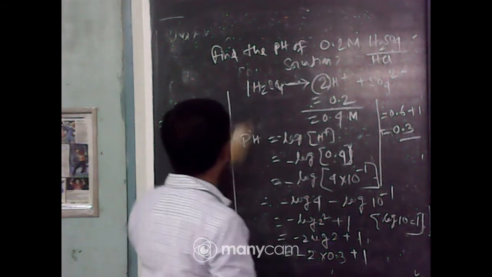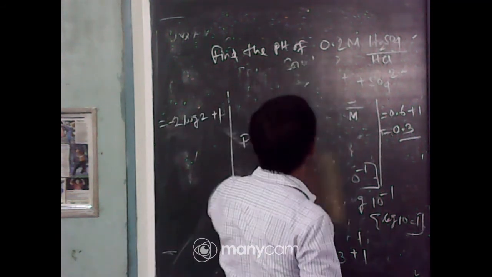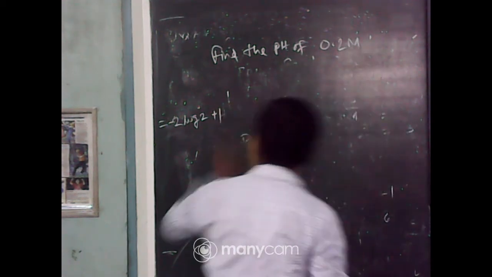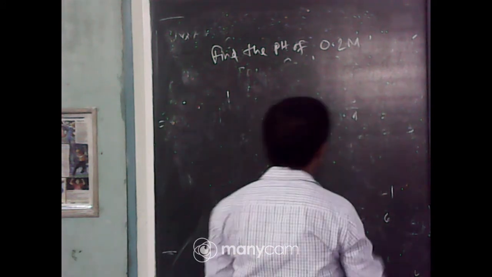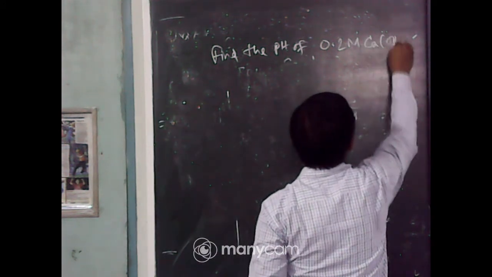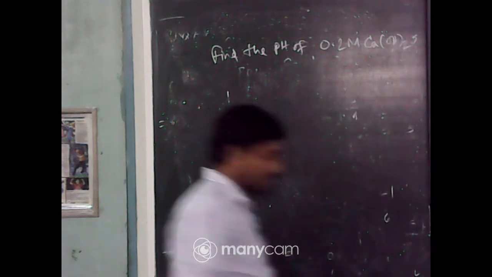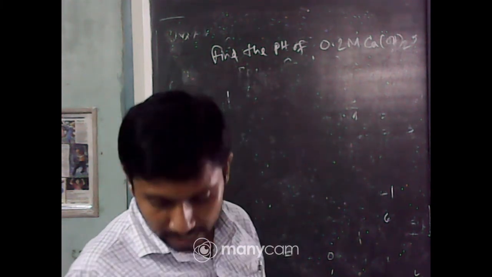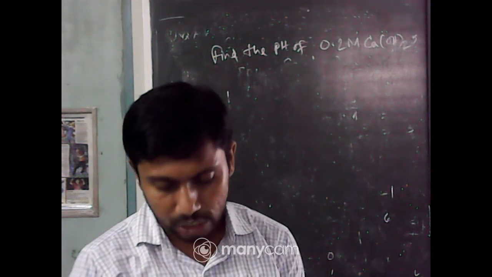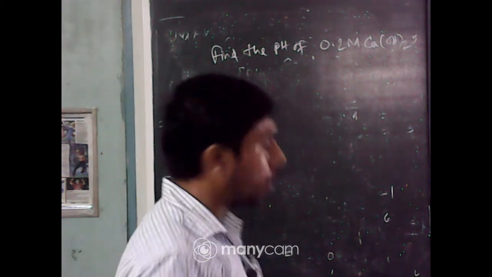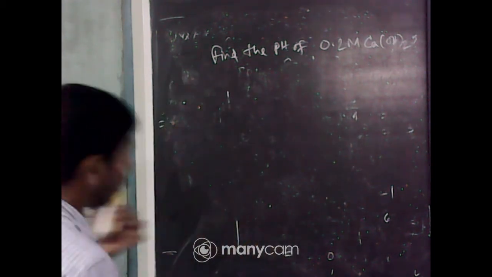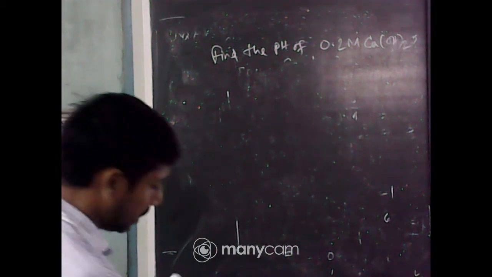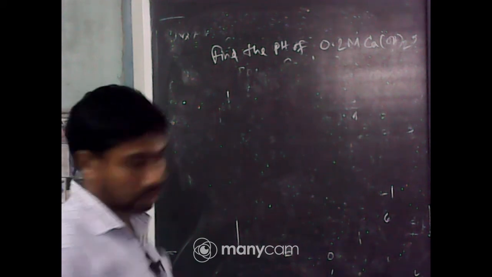Clear? So, next problem, that is find the pH of 0.2 molar calcium hydroxide. Now, calcium hydroxide will produce Ca2 plus and 2 OH minus, right? So, first of all we know pH plus pOH equal to 14. So, we will calculate the pOH first and then subtract it from 14. Just see that.